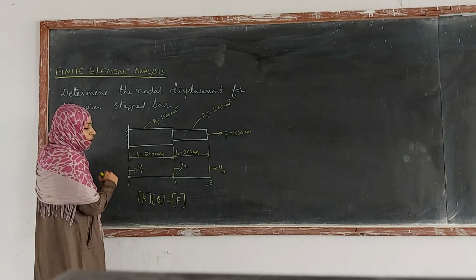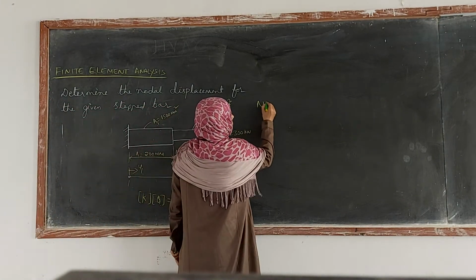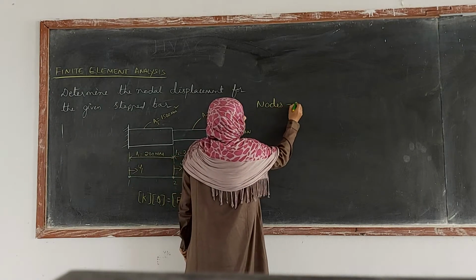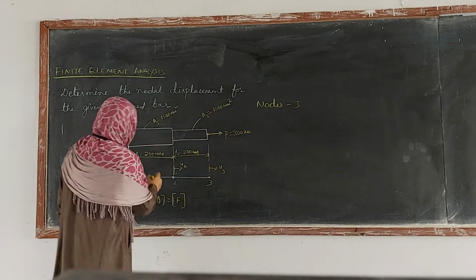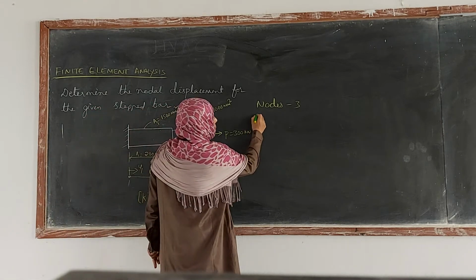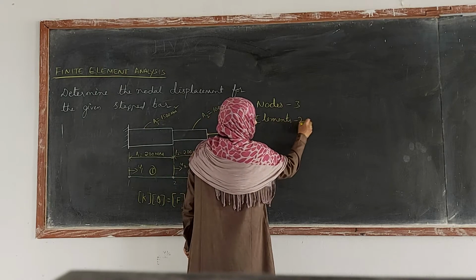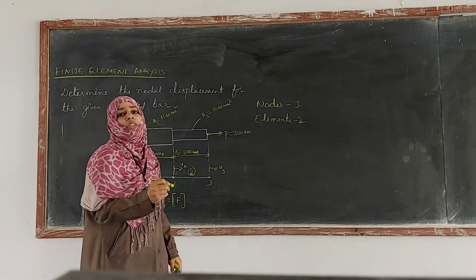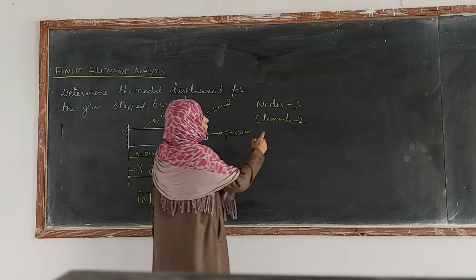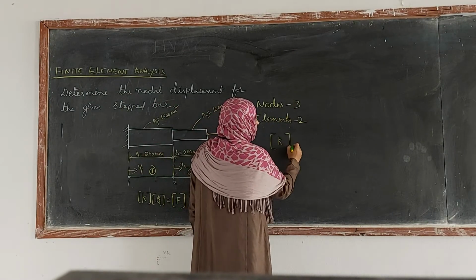Here, how many nodes are we having? We are having 3 nodes, and how many elements? 2 elements. This is element 1 and this is element 2. So the size of the global stiffness matrix depends upon the number of nodes, so your global stiffness matrix will be a 3 by 3 matrix.